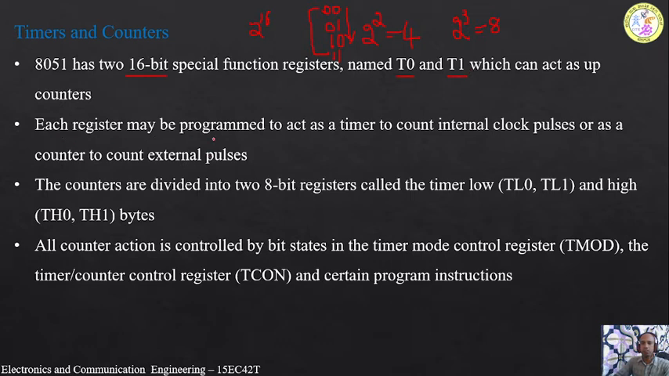Each register may be programmed to act as a timer to count the internal clock pulses, or as a counter to count external pulses. So these two registers can be used either as timers or as counters. What is the difference between timers and counters then? If the register counts the internal clock pulses, then it is called a timer. Internal clock pulse means what? Suppose you have a microcontroller here.